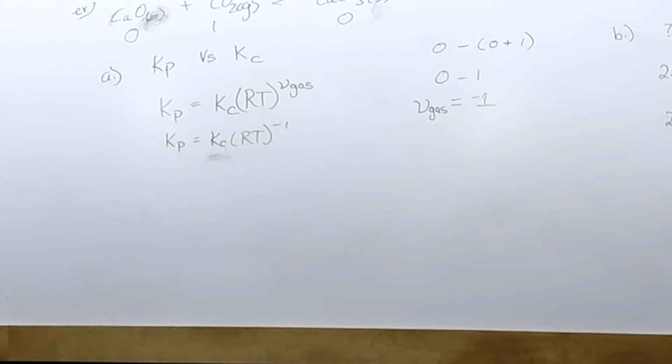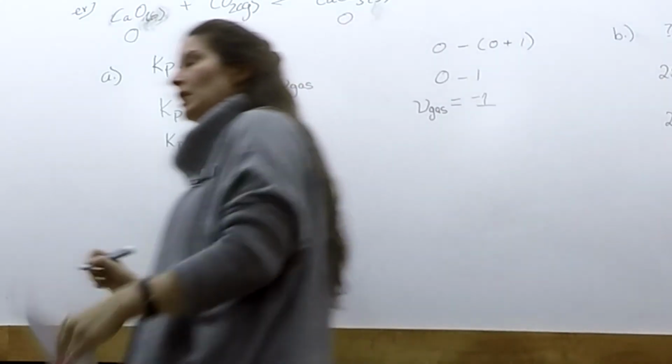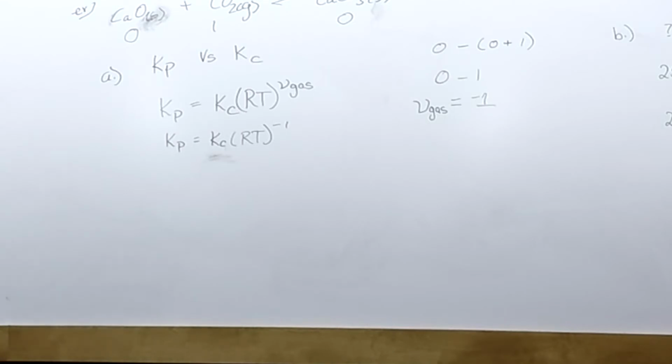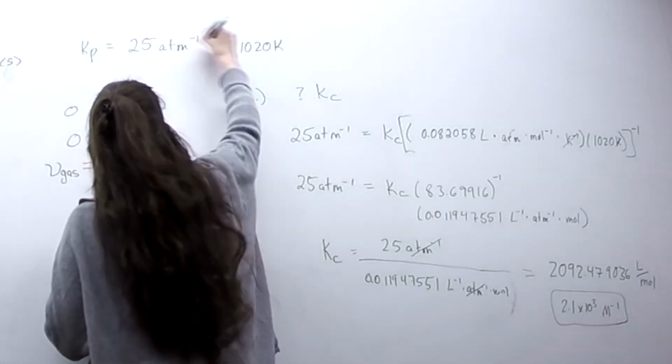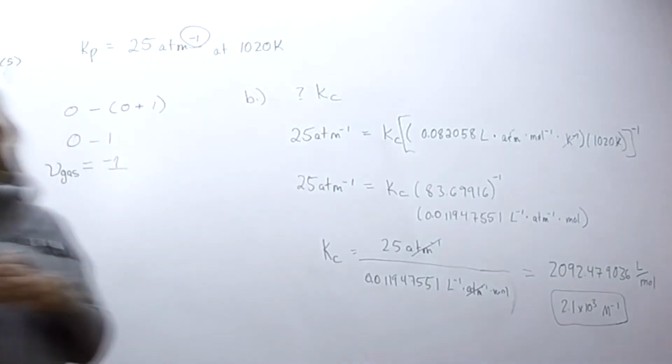Take into account sig figs. You get 2.1 times 10 to the 3 inverse molarity, or M to the -1. Liters per mole is inverse molarity. All right.